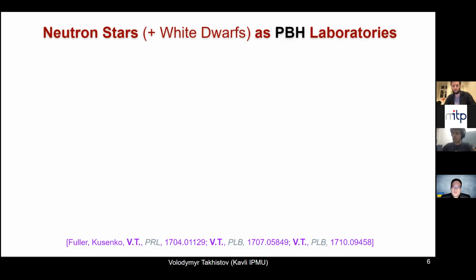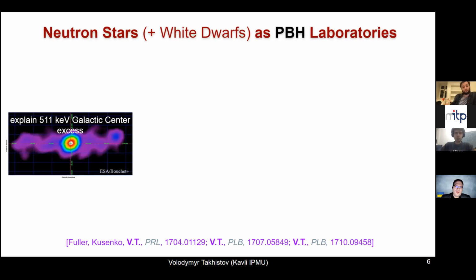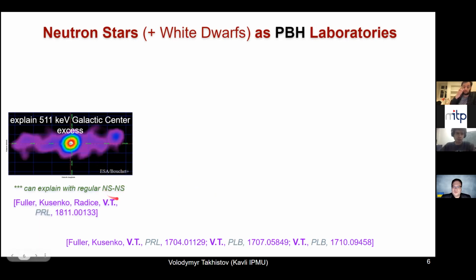Actually, compact objects, and here I'm also including white dwarfs, are intriguing primordial black hole laboratories more generally beyond just what I described. One can consider the resulting emission to be associated with 511 keV positrons and the associated 511 keV galactic center excess, and explain it this way. In fact, as a small side comment, you can fully explain the 511 keV using neutron star mergers by themselves. And there's actually some exciting work happening along this direction, so please stay tuned.